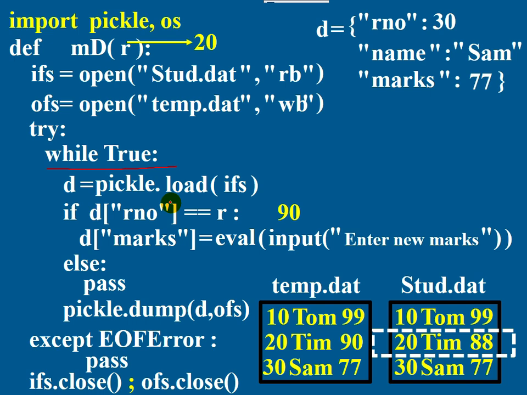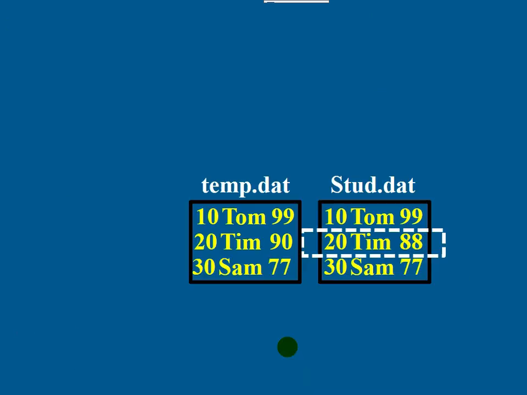Because of the infinite while loop, the load function will try to read the fourth dictionary. It does not exist in this file. So the load function throws an exception. It is caught here. Now this is the original binary file. This is the temporary file.